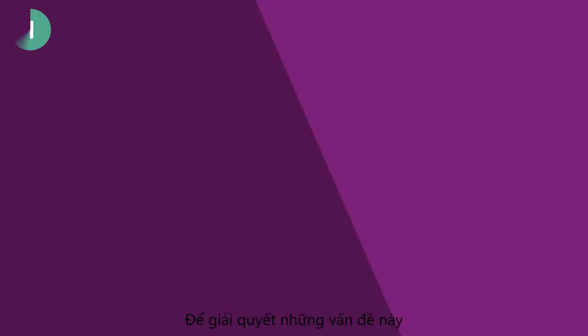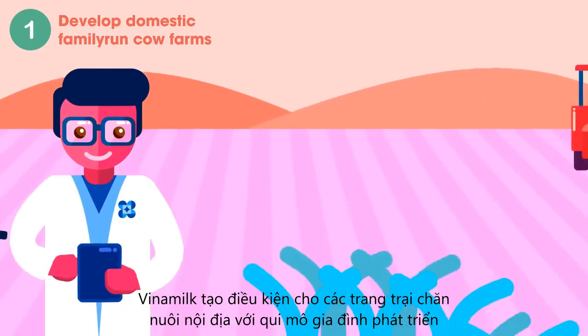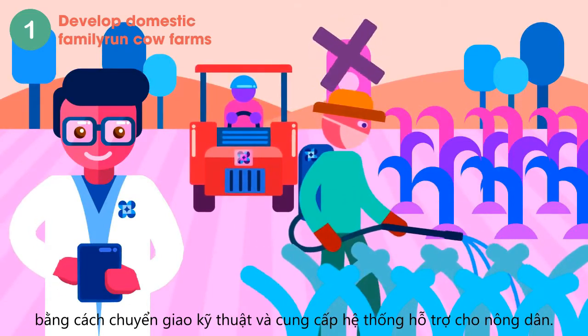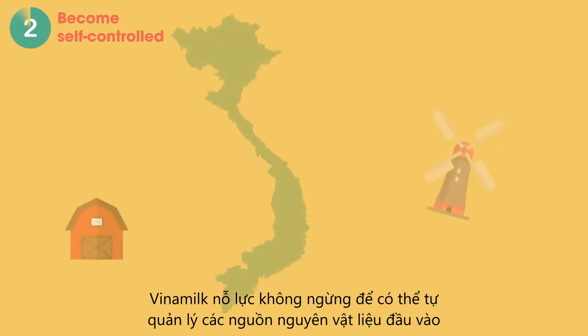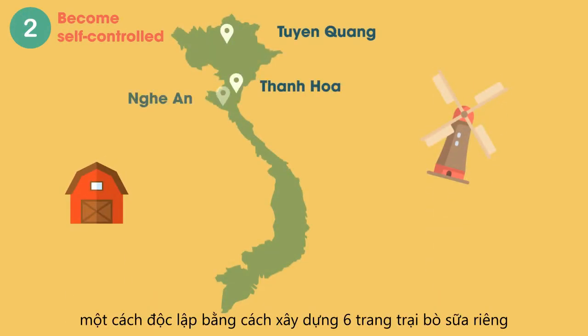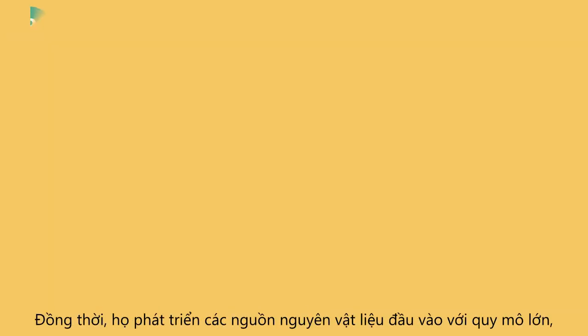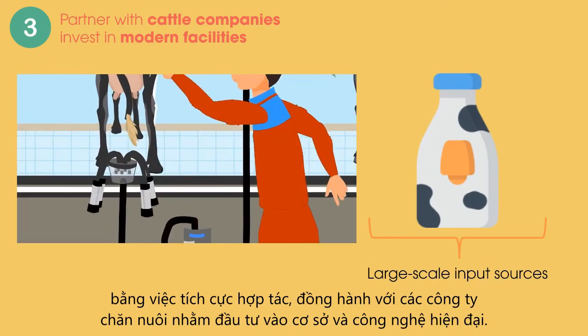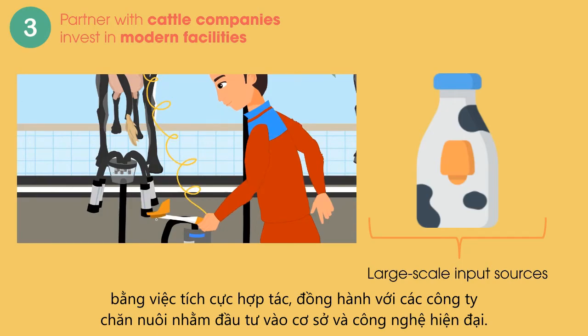To deal with these problems, they help develop domestic family-run cow farms by transferring technical training and providing supporting systems. They plan to become completely self-controlled in managing input sources by building their own 5 dairy farms. They also develop large-scale input sources by actively working with cargo companies to invest in modern facilities and technologies.